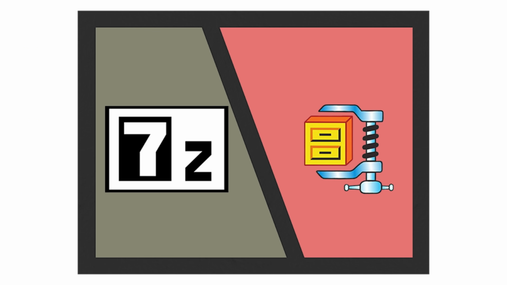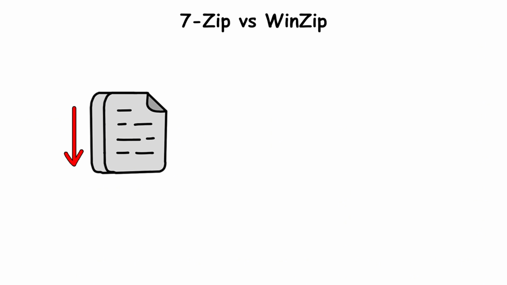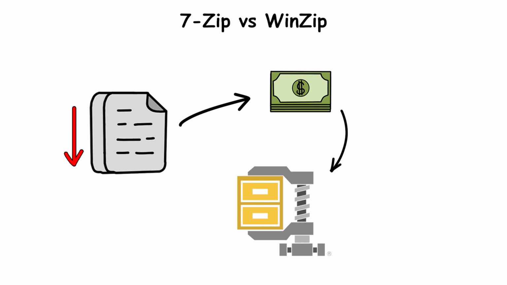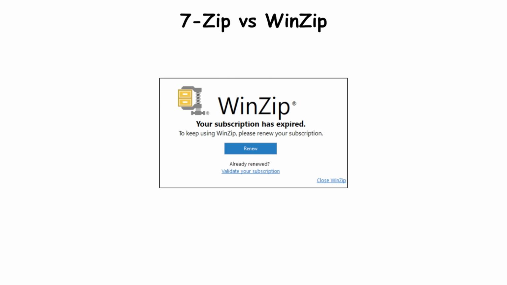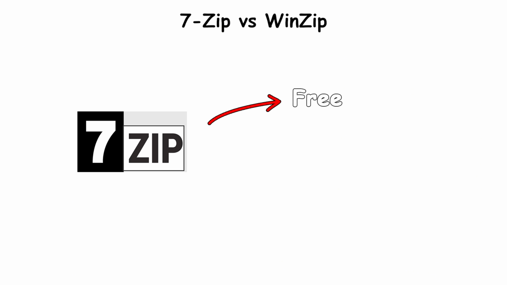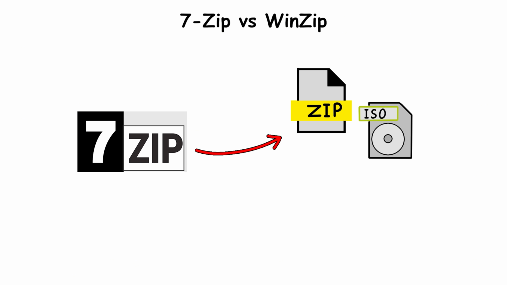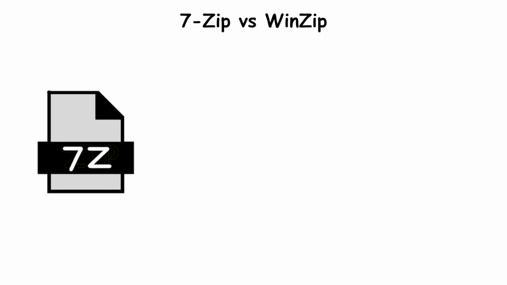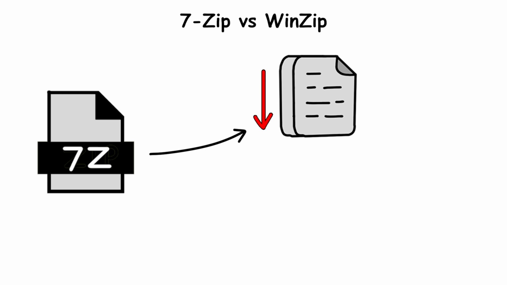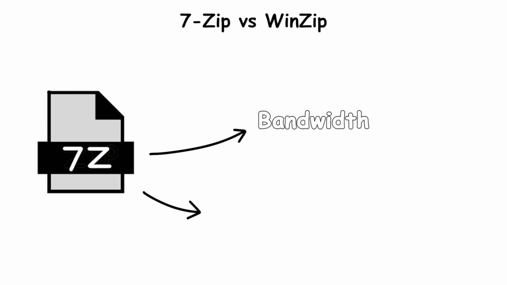7-Zip versus WinZip. File compression used to mean choosing between paying for WinZip or living with its endless trial-expired pop-ups. Then came 7-Zip. Free, fast, and capable of handling formats other tools couldn't. Its own 7z format often produced smaller files than competitors, saving bandwidth and storage.